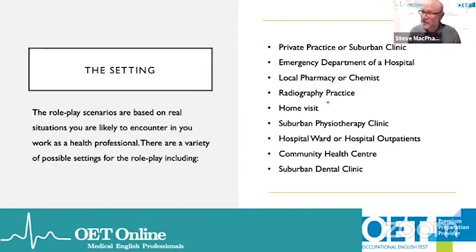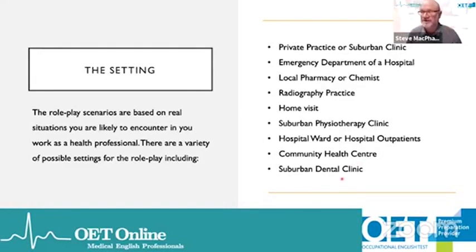It could be a radiography practice. You could be a health professional, doctor, nurse, physio, OT. Just a few examples, providing a home visit to a patient. You could be in a suburban physiotherapy clinic, a hospital ward, or hospital outpatients clinic, so the patient is on the ward. You could be a community health centre providing support to the community, or it could be a suburban dental clinic. So that's just a few examples of the different settings you'll get.